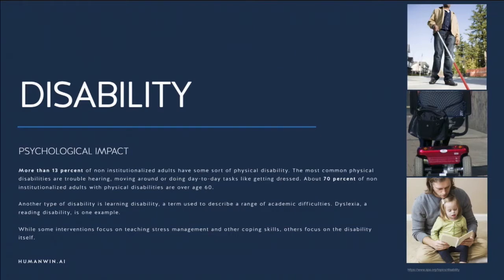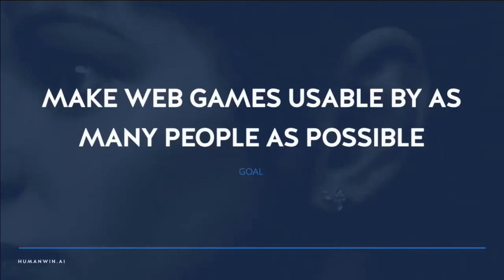When we look at the statistics, it turns out in the US, there's over 38 million people who suffer from some form of disability. To give you an idea, about 70% are over the age of 60, so you kind of get the feel for the numbers, for the national impact. And so our goal is to really make web games usable by as many people as possible.